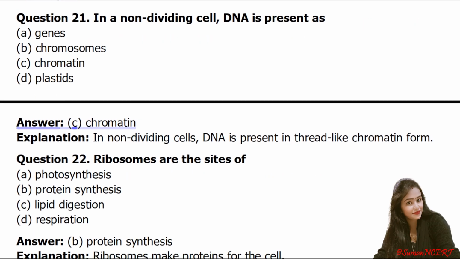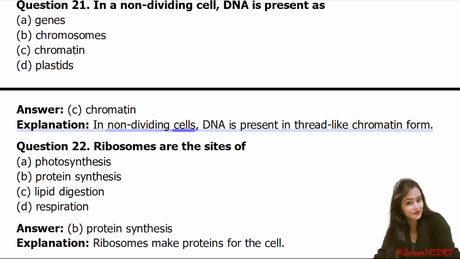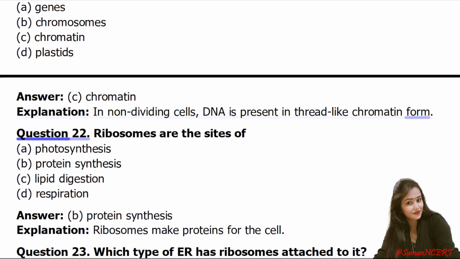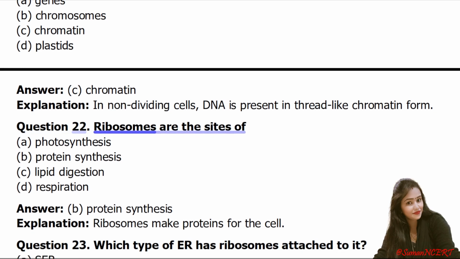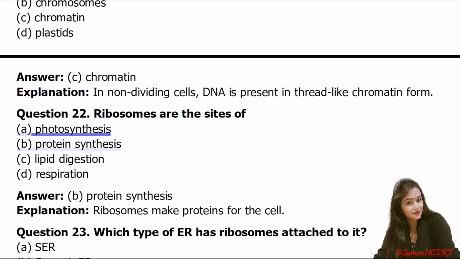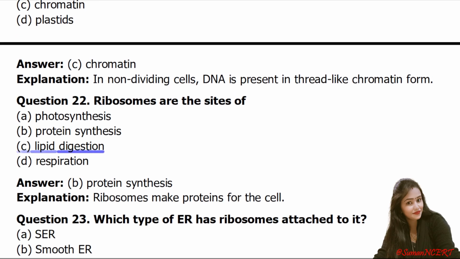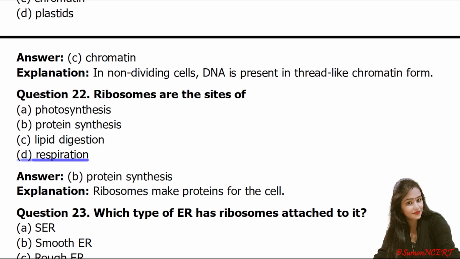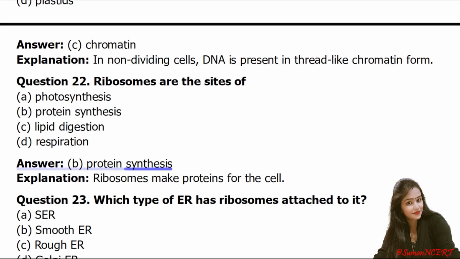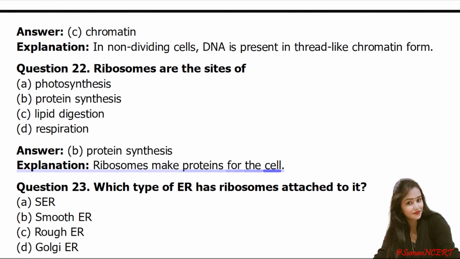Answer, C. Chromatin. Explanation: in non-dividing cells, DNA is present in thread-like chromatin form. Question 22. Ribosomes are the sites of A. Photosynthesis. B. Protein synthesis. C. Lipid digestion. D. Respiration. Answer, B. Protein synthesis. Explanation: ribosomes make proteins for the cell.